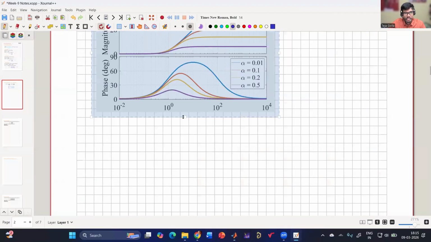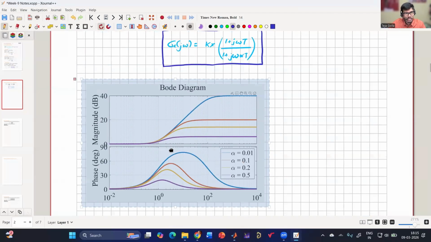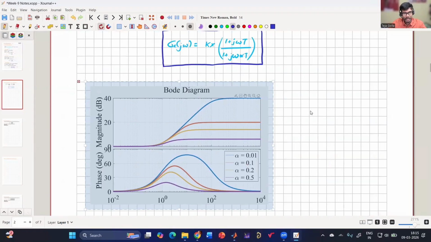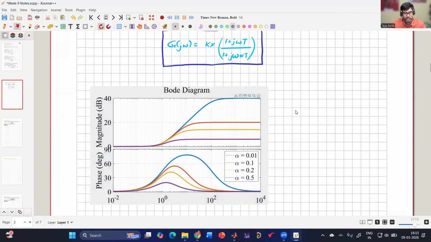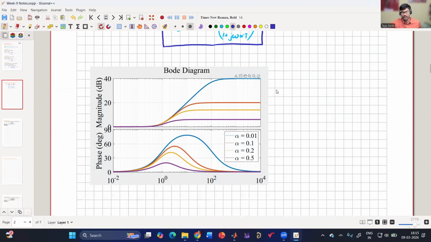Yeah. So if this is in the notes, then we can cross check rather than doing the MATLAB again. So this I think would be helpful for you, so that's why I'm trying to do this. Yeah. So now if you see, the peaking is dependent on the alpha, right?